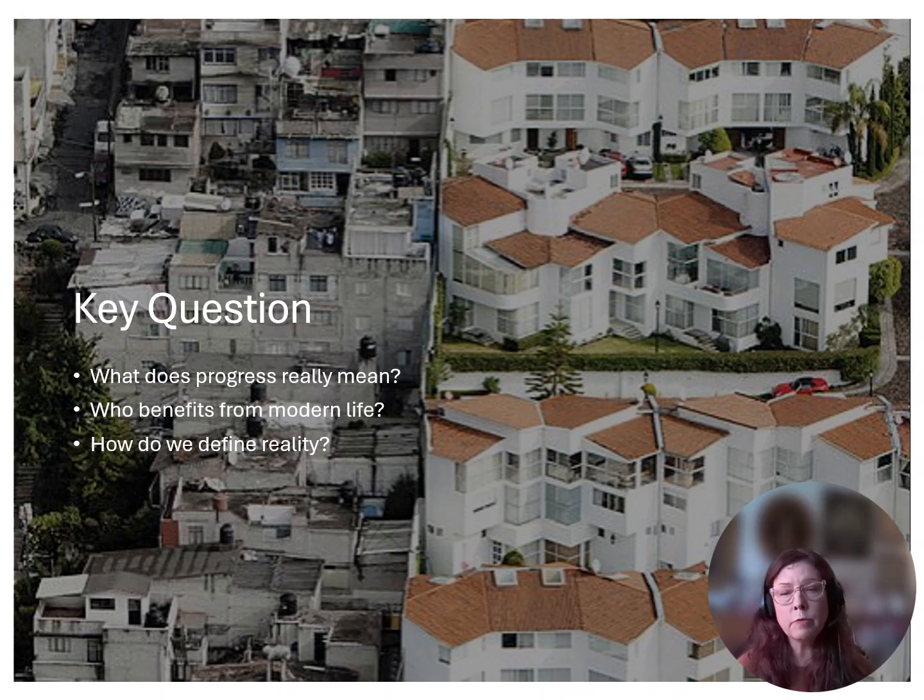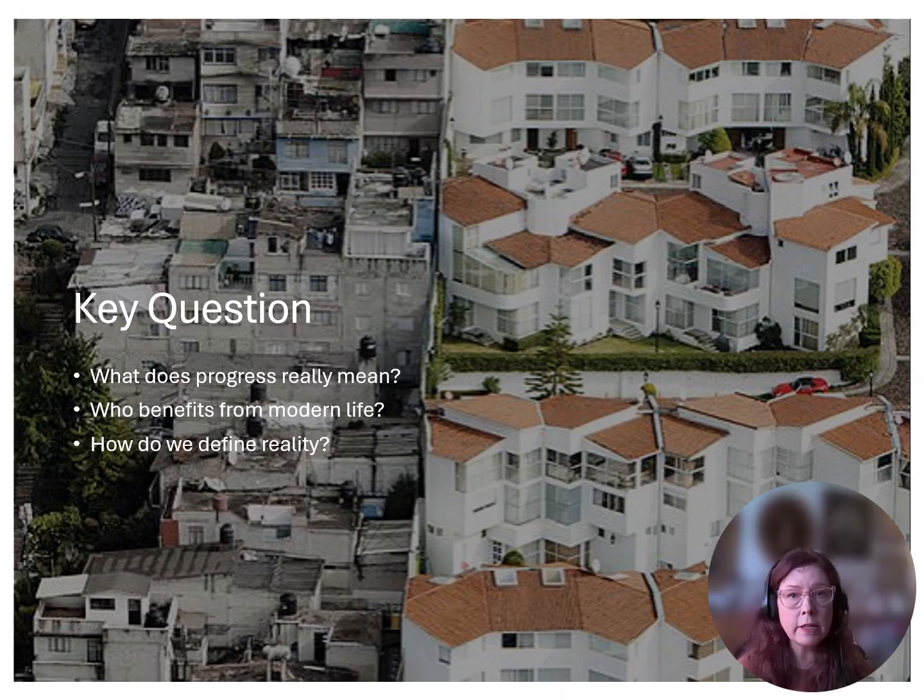And that leads directly into the second question. Who benefits from modern life? We have seen this in industrial cities, in department stores, in systems of labor. Some people gain access, opportunity, and stability, while others experience overcrowding, exploitation, or invisibility.